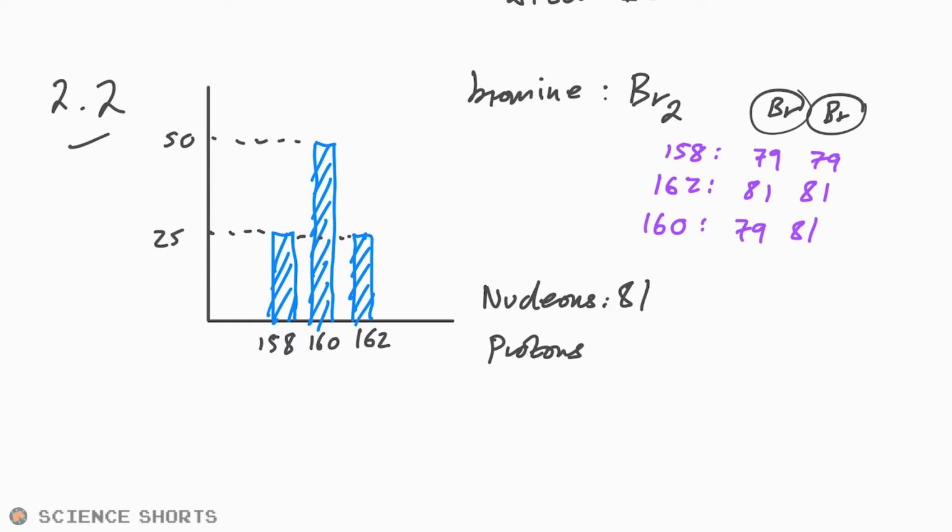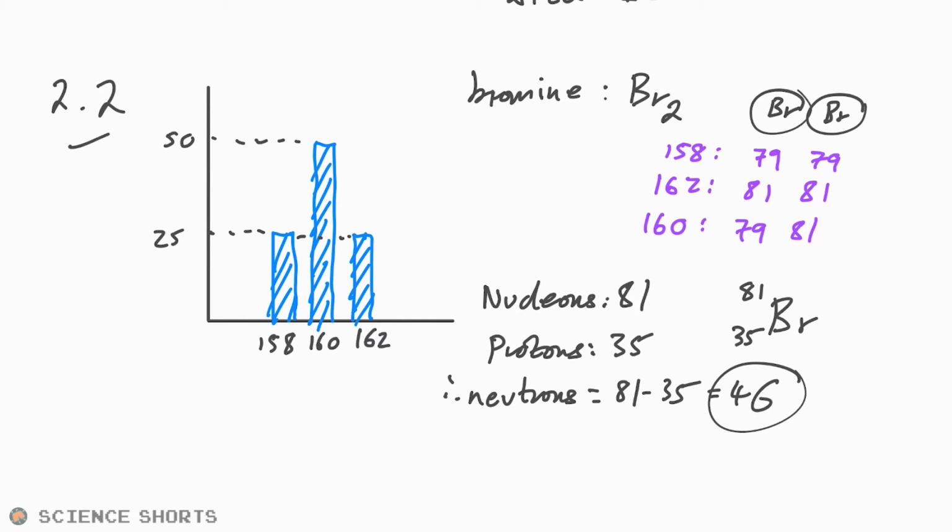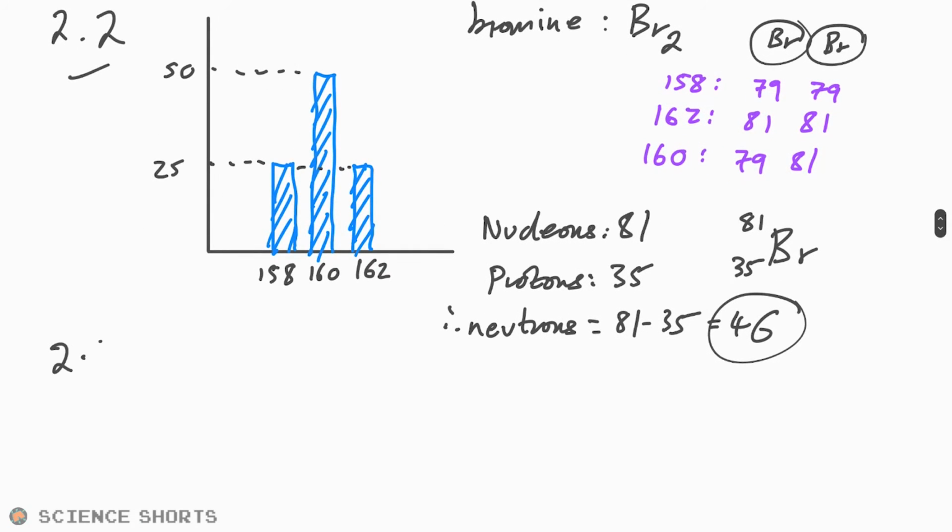Protons, that's going to be 35. We're told that. So therefore, neutrons, so this particular isotope is going to be that. And so neutrons is equal to 81 minus 35. And that gives us 46. Not a super easy question, because a lot of inference that you need to make there.